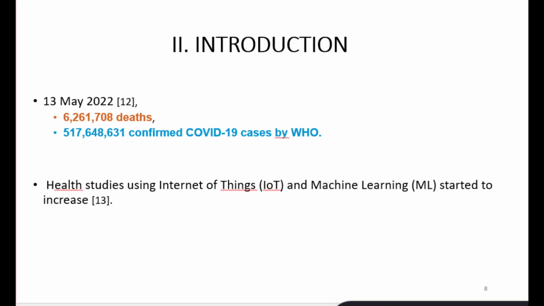Now that we have introduced the general concepts, we can continue with the introduction. The coronavirus COVID-19 epidemic, caused by severe acute respiratory syndrome, is a pandemic that has been in effect since December 2019. Worldwide, this pandemic has had devastating effects both socially and economically. The number of confirmed fatal cases reported by the World Health Organization is 6,261,708 as of 13th May 2022.